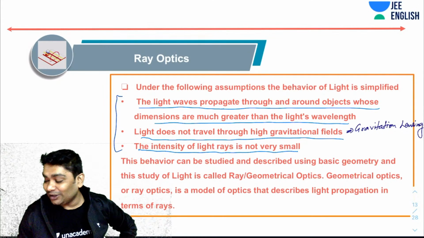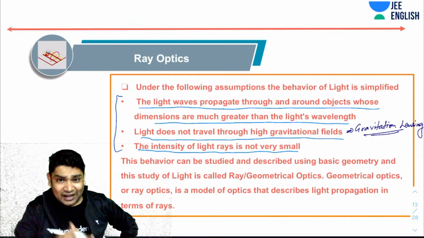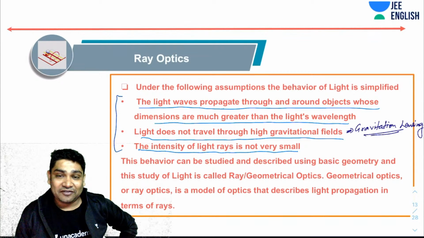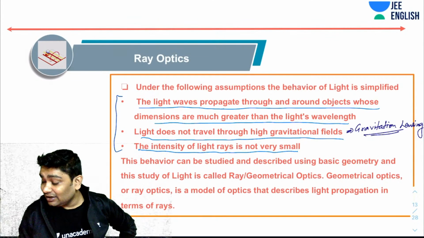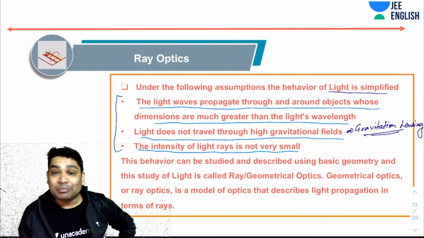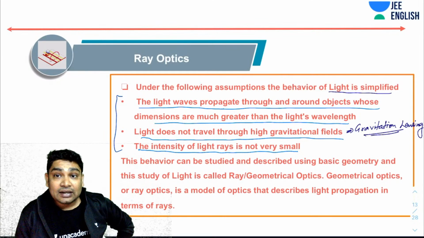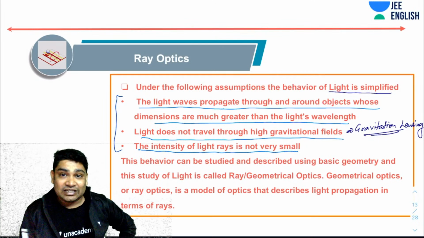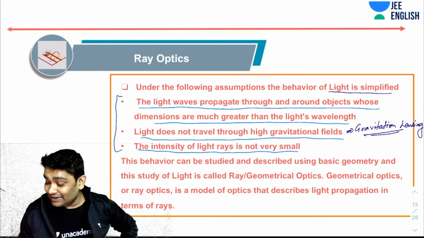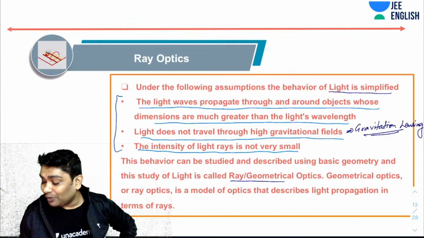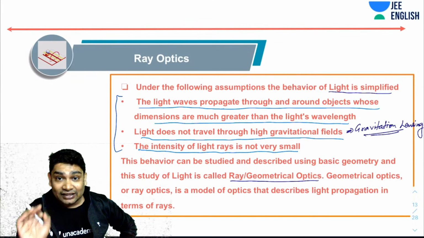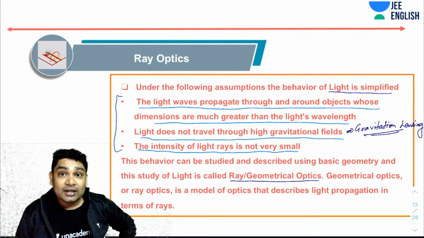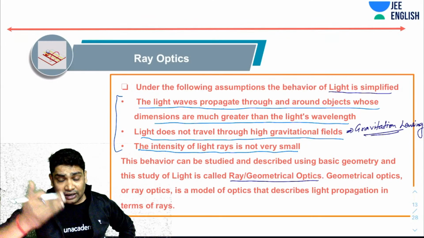We won't be talking about that. But if I ignore these three effects, then I understand that the behavior of light gets highly simplified, and that behavior of light can be studied and described using basic geometry. This study of light is therefore called ray or geometrical optics also, because you can just use basic geometry and explain the behavior of light under these assumptions. So please note, ray optics talks about analysis of behavior of light under a lot of assumptions.